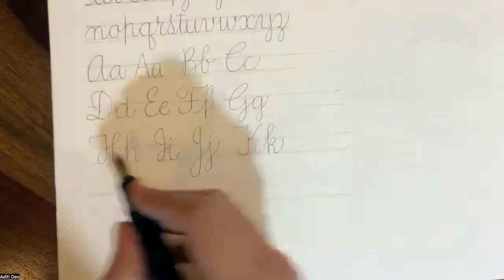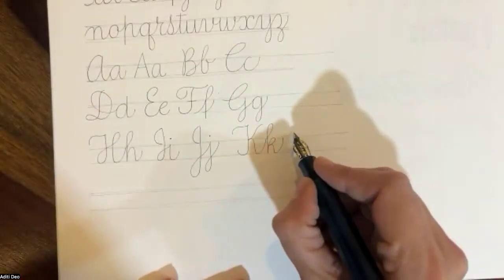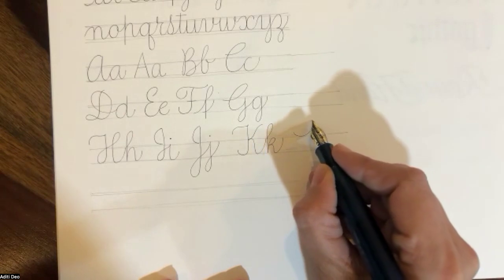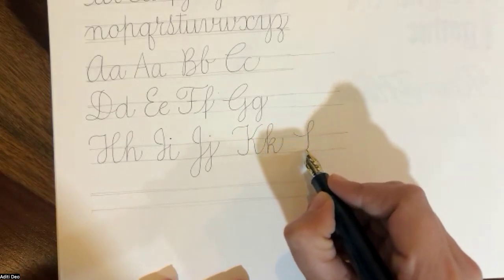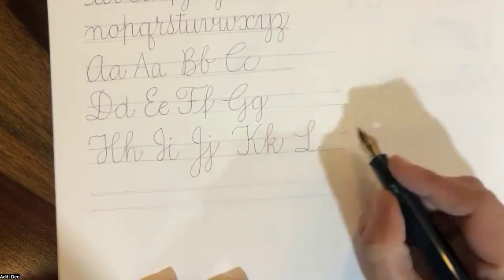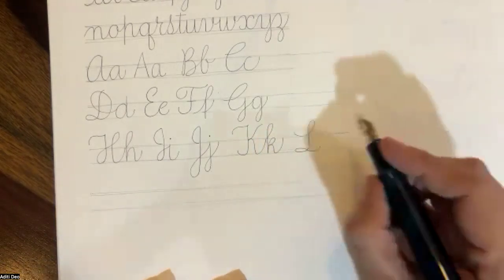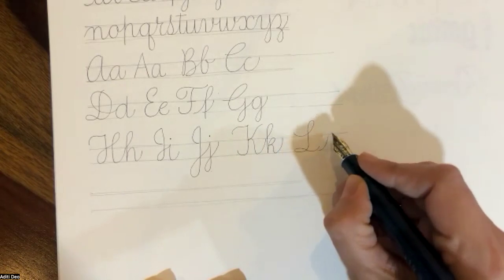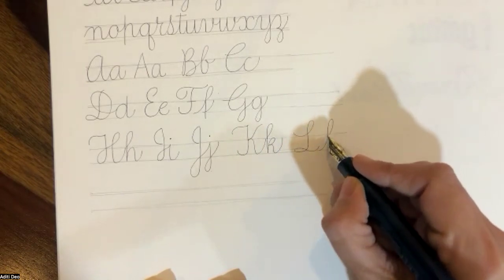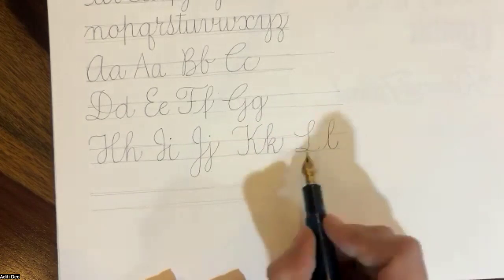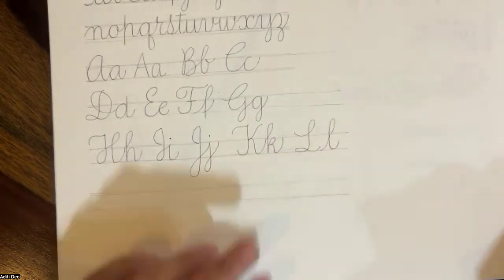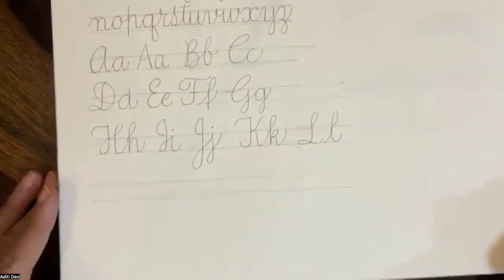Okay, L. L is like the D, but you start like the C, come down like the D, and then go outward. And sometimes it's good to not attach any letter to the L because it's got such a lovely curve that just gets hidden. So you can leave the L just like that.